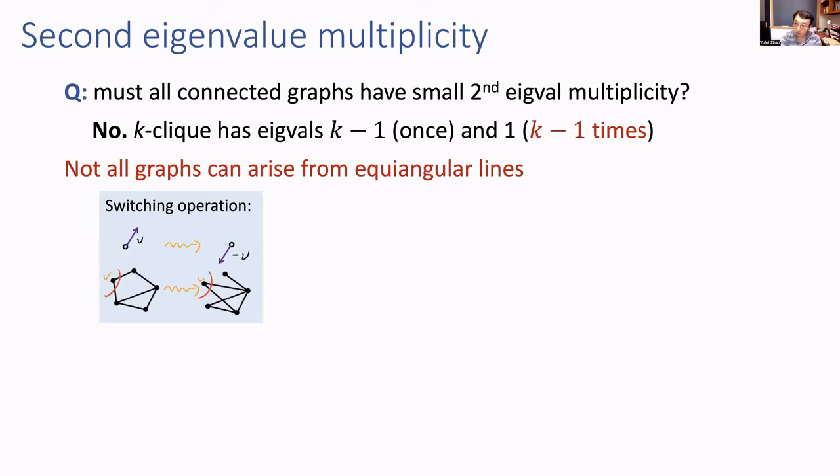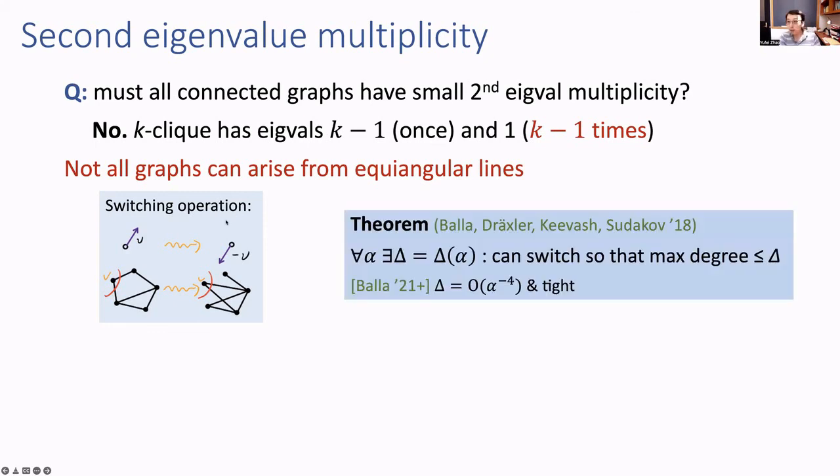When we constructed the graph from a configuration of equiangular lines, we had to make a choice on which direction each unit vector points in. And it turns out you can make a different choice. And it matters here that by switching a vector v to its negative, we end up switching the graph in the following sense: all the edges and non-edges get reversed around the vertex. An important step towards the solution is the following observation that was proved in Balla, Dräxler, Keevash, and Sudakov, essentially following from the arguments there, that for every fixed angle, one can switch this graph so that it becomes bounded degree. For every alpha, there exists a delta, so that by choosing the vectors appropriately, in which one of the two directions, you can ensure that the graph has maximum degree at most delta.